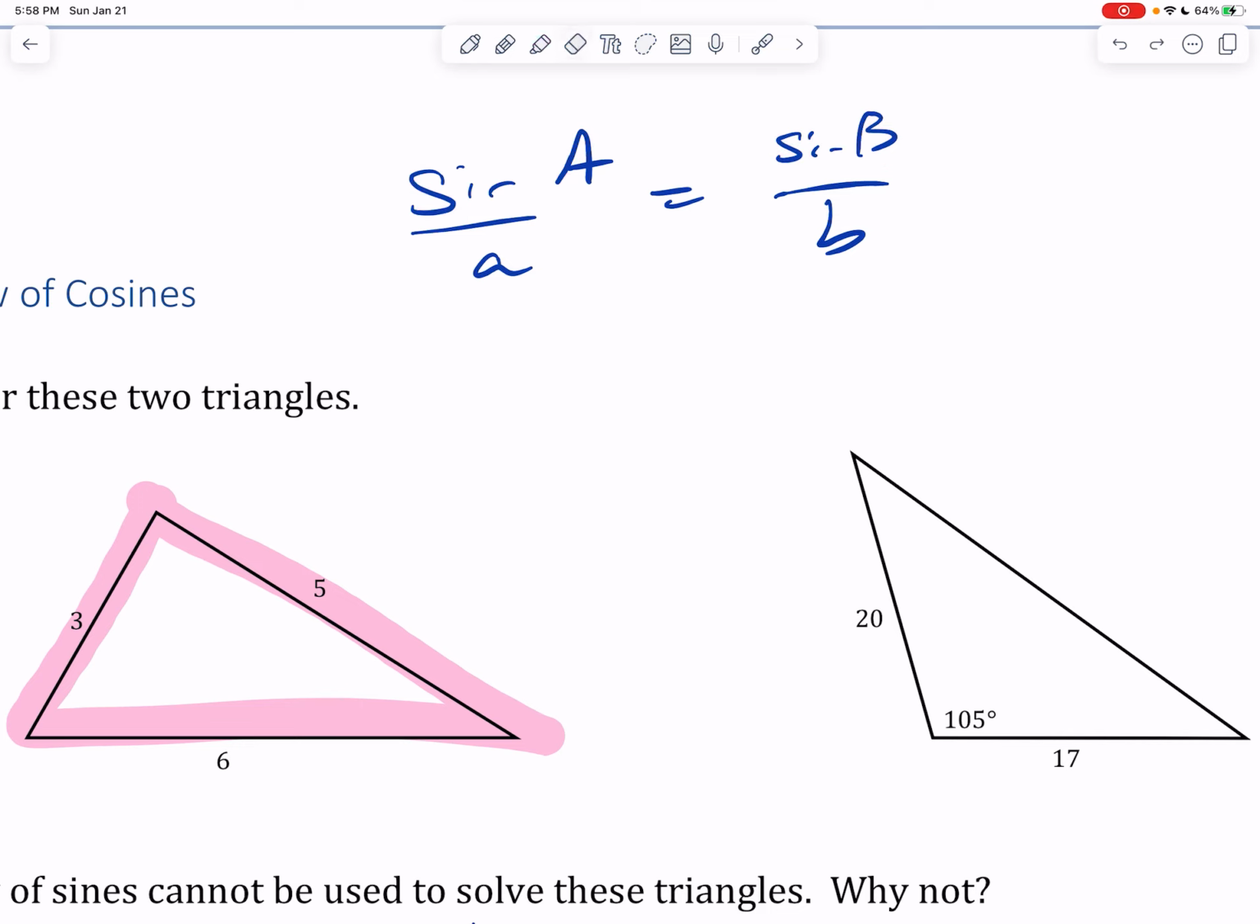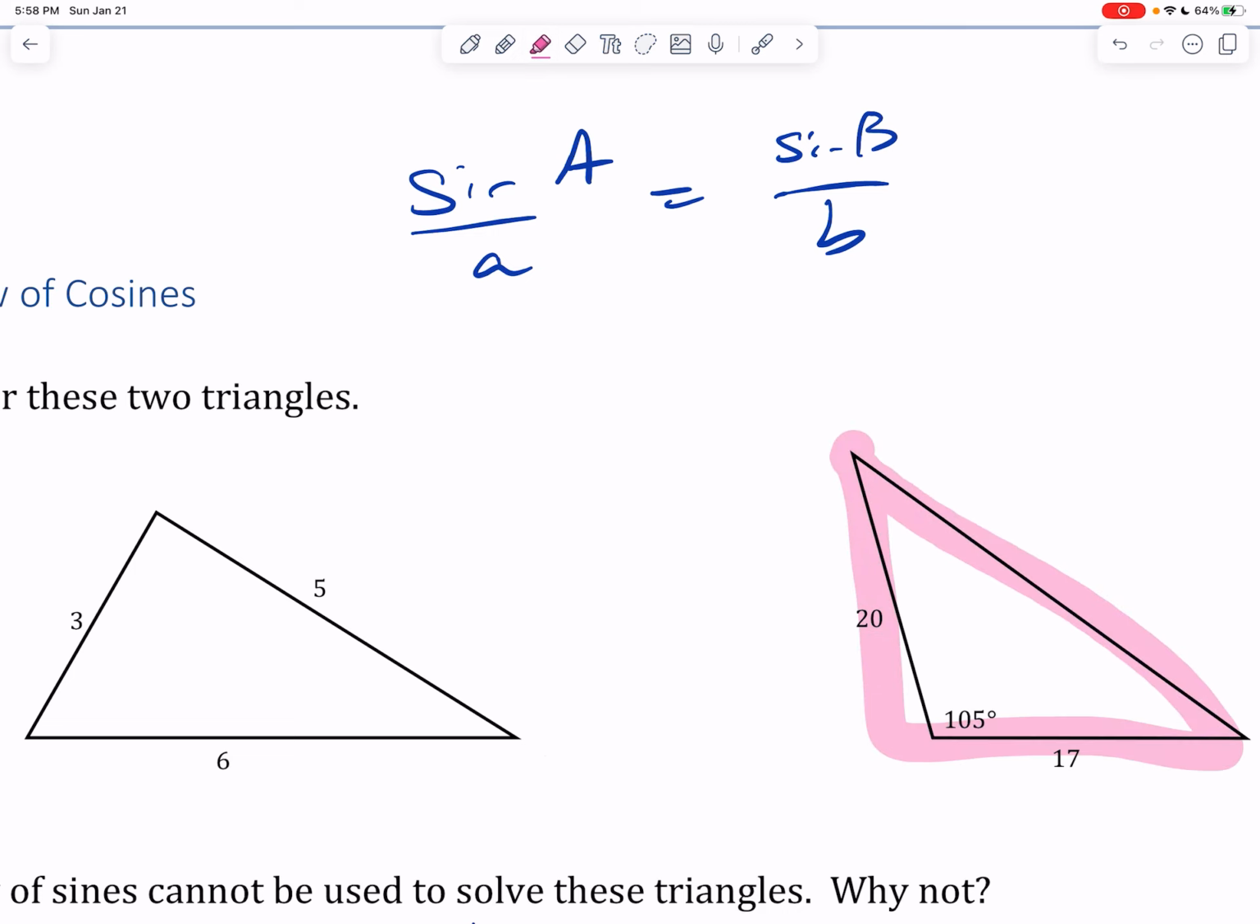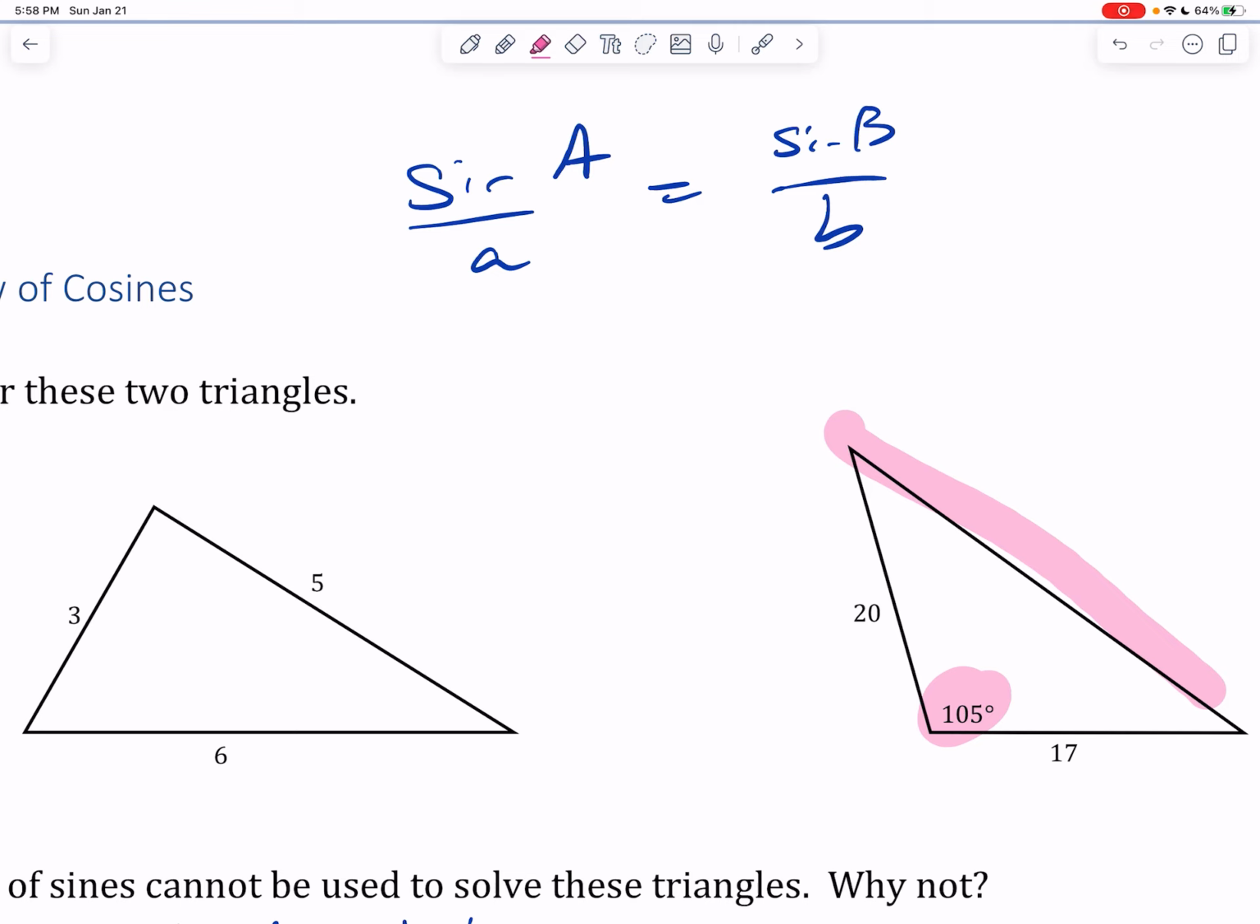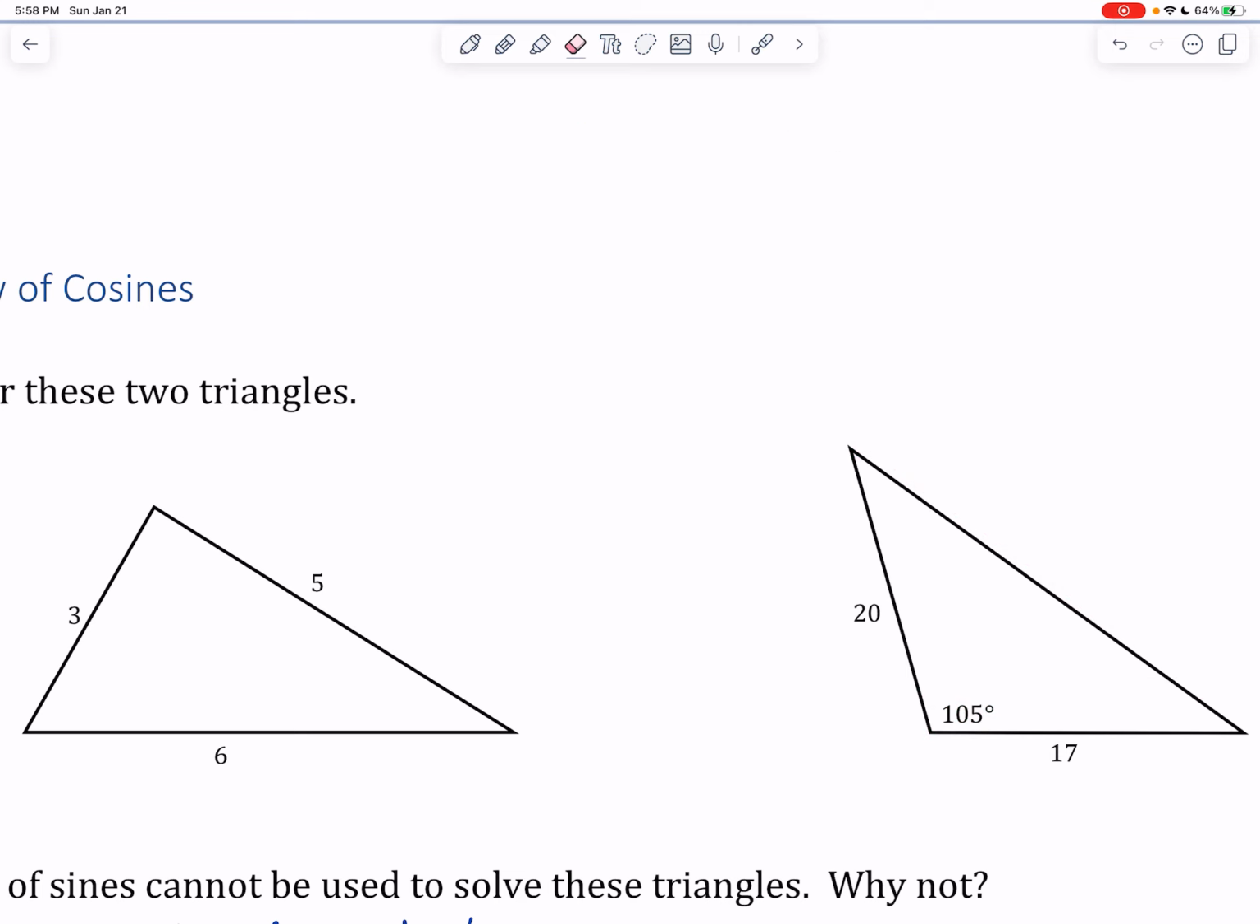Similarly, if we look at the other triangle, there's no matching side angle pair. So this 17 isn't opposite a known angle. This 20 isn't opposite a known angle. And the one known angle isn't opposite a known side. So there's not enough information for us to be able to use the law of sines. Thus, we need another tool in our toolbox. And that's the law of cosines.